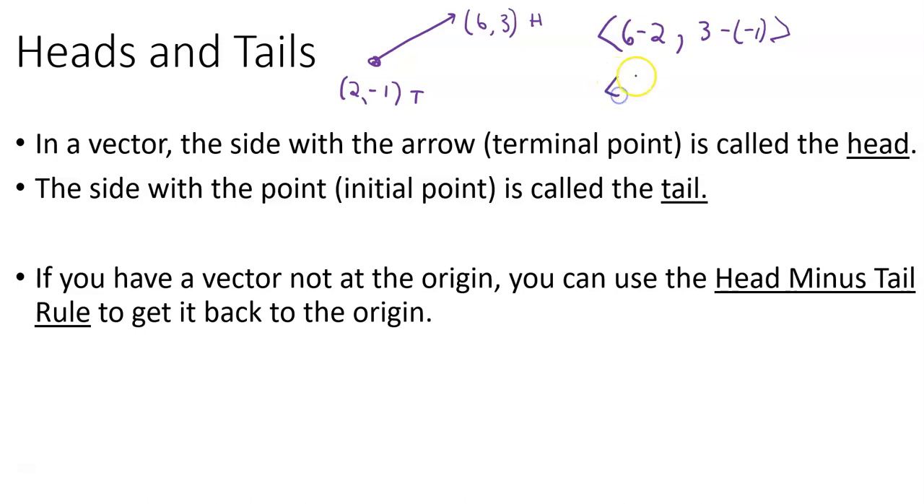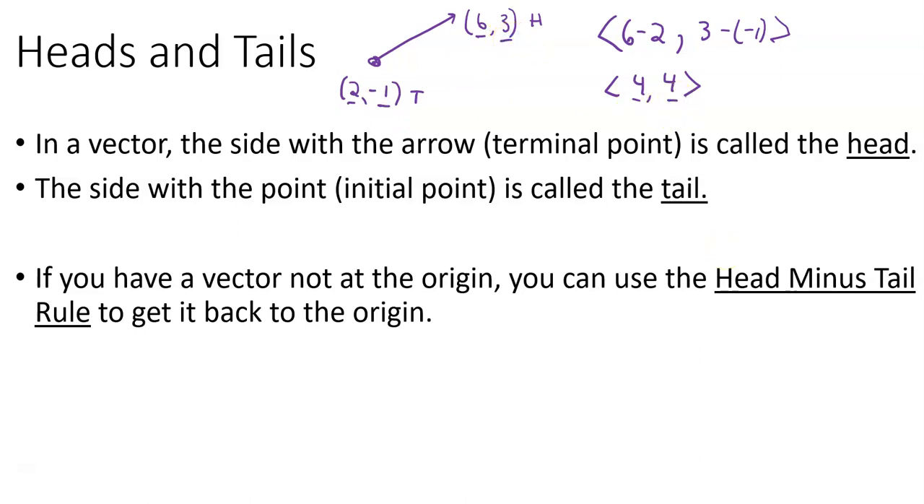So 6 minus 2 is 4. 3 minus a -1 is also 4. That's the head minus tail rule. So if you look at the x's, it went from 2 to 6. So what did it do? It went 4 in the positive x direction. It went from -1 to 3. So it went 4 in the positive y direction.